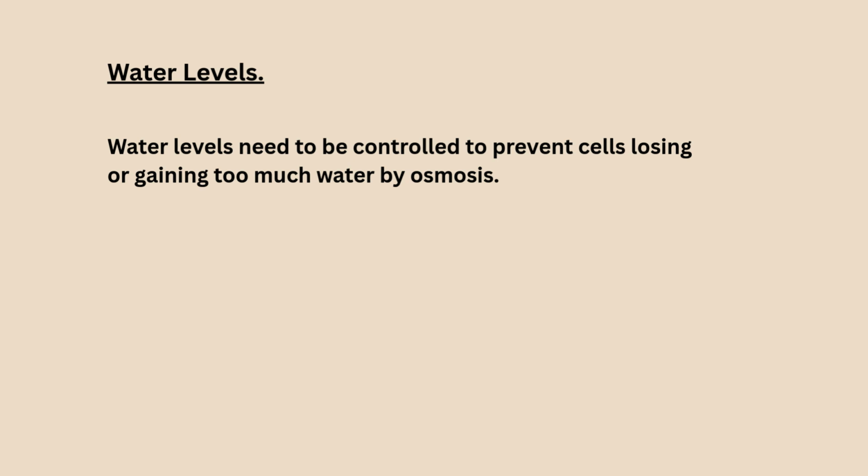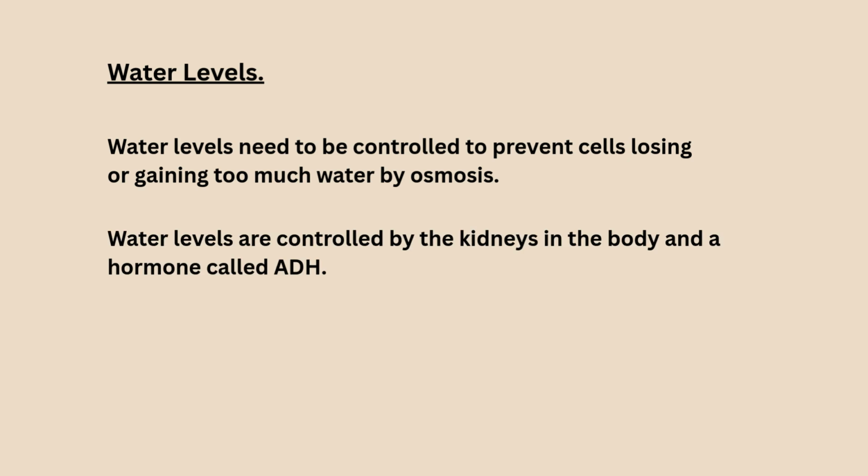Water levels need to be controlled to prevent cells losing or gaining too much water by osmosis. Water levels are controlled by the kidneys in the body and a hormone called ADH, known as antidiuretic hormone.